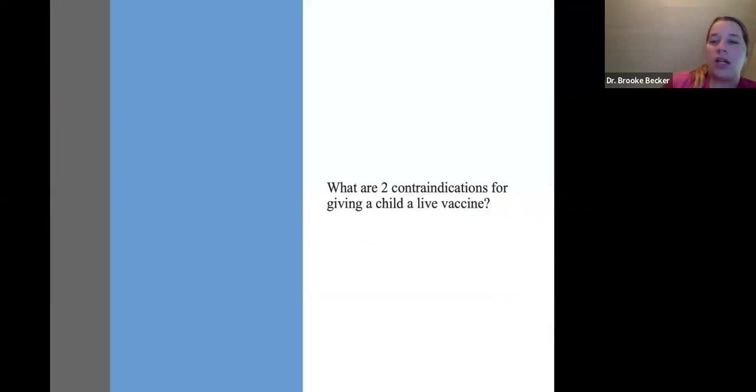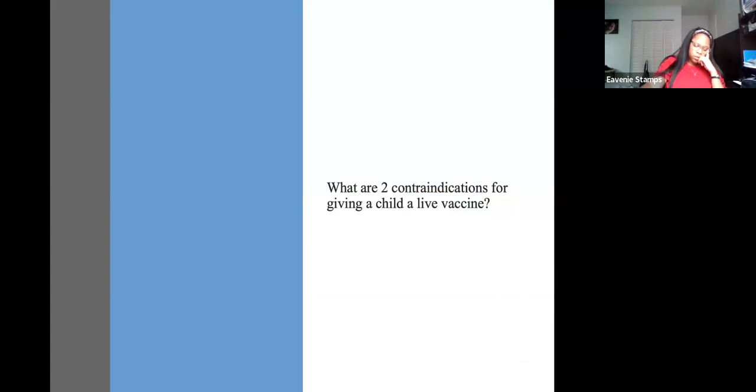What are 2 contraindications for giving a child a live vaccine? Why would you not give a child a live vaccine? Bone marrow or albumin considerations.